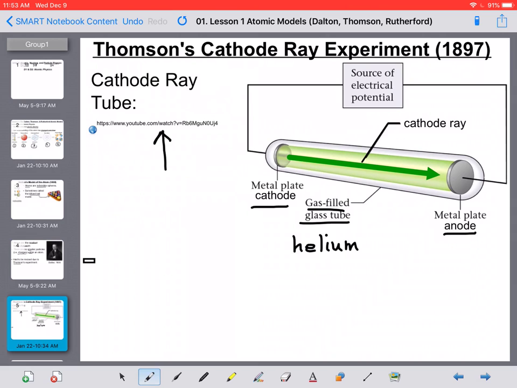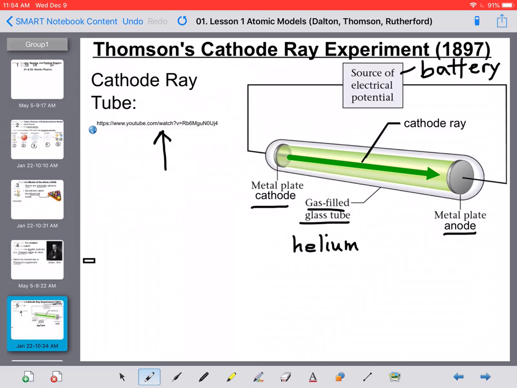What Thomson noticed is that if you connect your metal plates to a source of electrical potential, that really just means a battery or some kind of power source, you would end up getting this glowing green ray that traveled from the cathode to the anode. Now, we know today that that ray ended up being electrons.